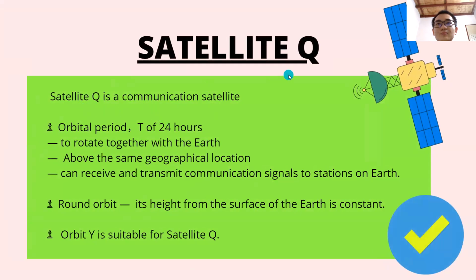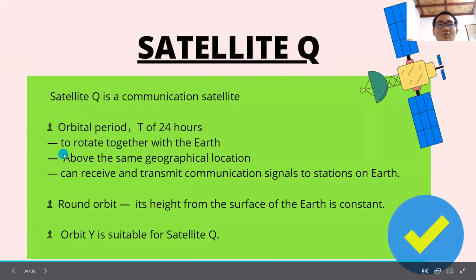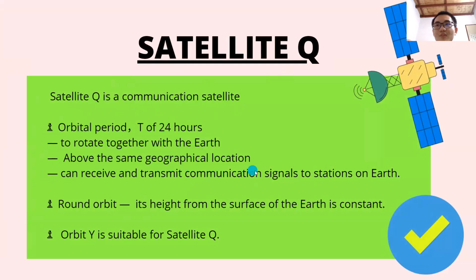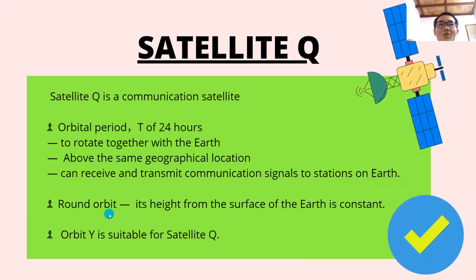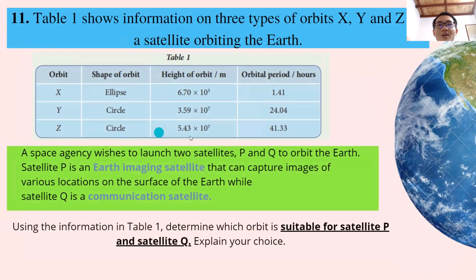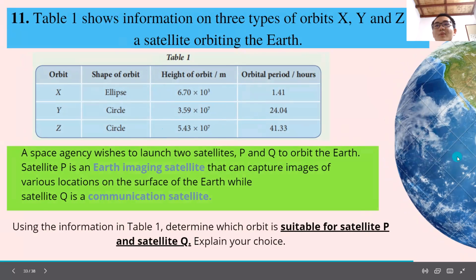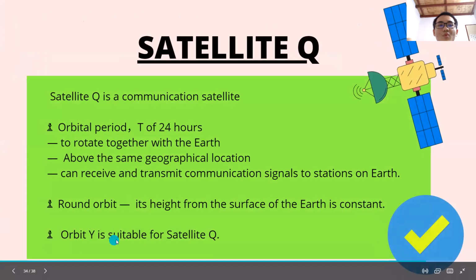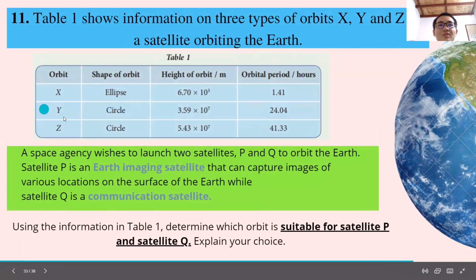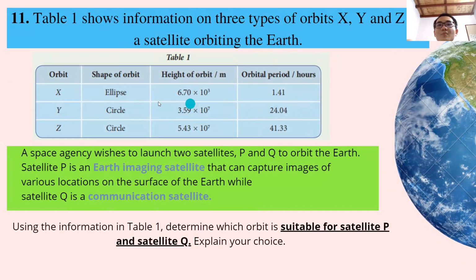Okay, so this is satellite Q. Satellite Q is a communication satellite, so based on the information, the orbital period should be 24 hours, to rotate together with the Earth above the same geographical location and receive and transmit communication signals to stations on Earth. It should be a circular orbit, so its height from the surface of Earth is constant. And its height should be 3.59 times 10 to the power of 7 meter because it's on the geostationary orbit. So orbit Y is suitable for satellite Q, which is circular, 3.59 times 10 to the power of 7 and orbital period 24 hours.